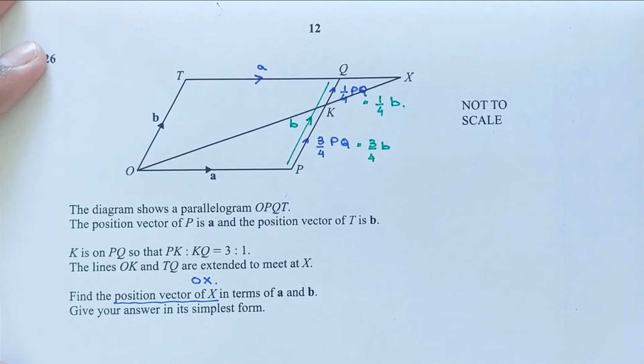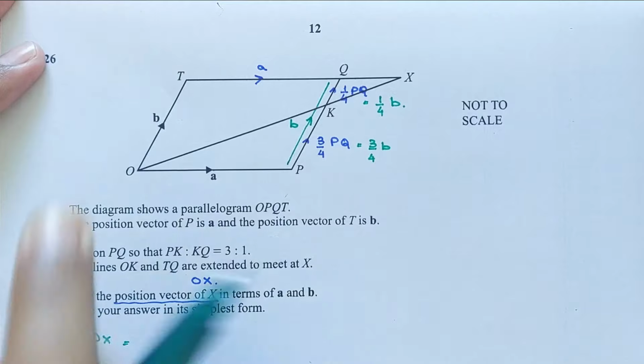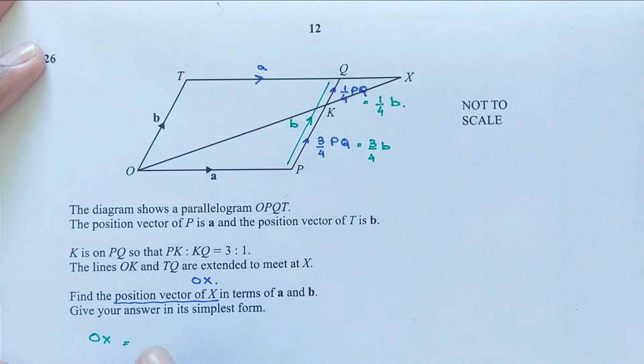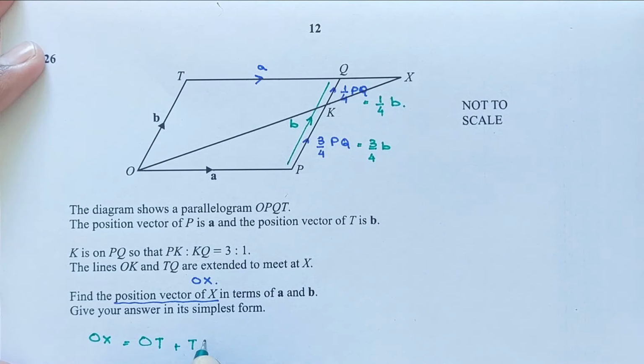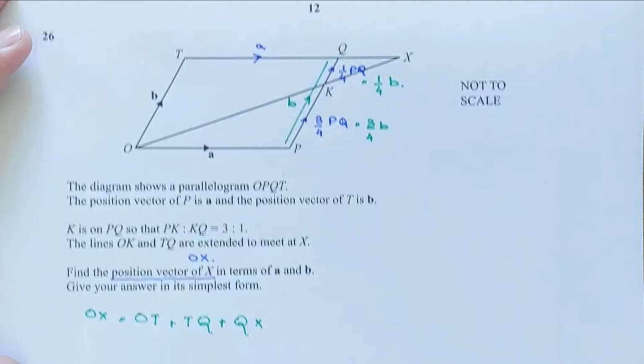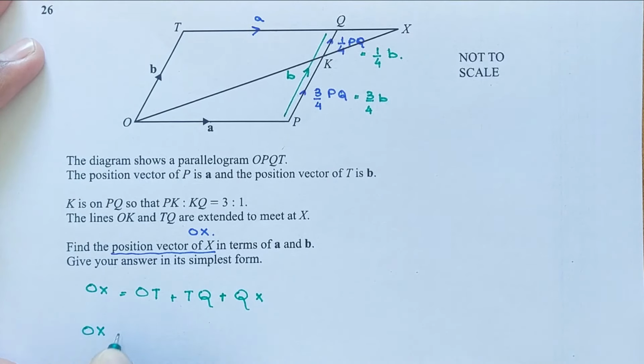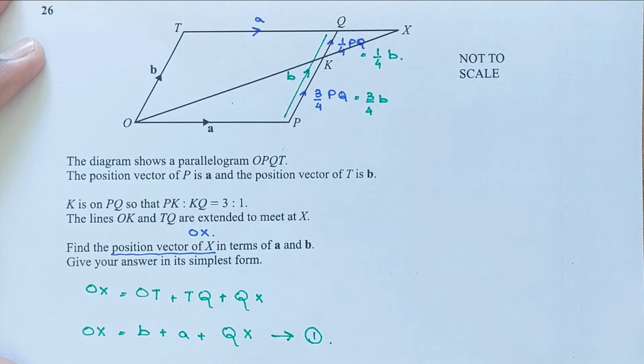Alright. So now we have to find the position vector of X in terms of A and B. Position vector of X is O to X, which we have to calculate. So O to X follows the path of O to T, T to Q, and Q to X. Now OX: O to T is B, T to Q is A, but we don't know about QX. So this is my first equation. The first thing is we have to solve for QX. Now how can we solve for QX?